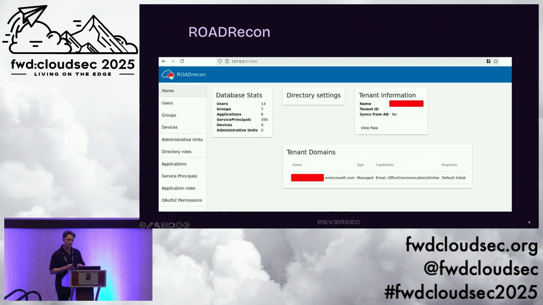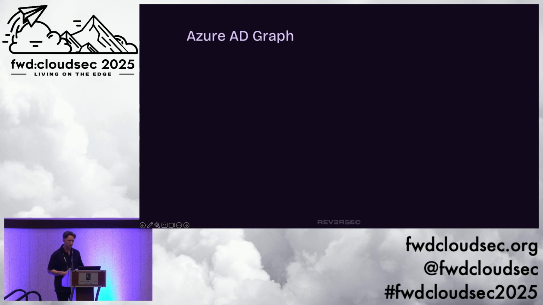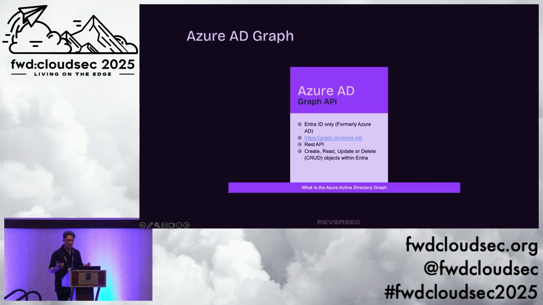The way it does this is by using something called the Azure AD Graph API, and it only uses that to collect this information. Now you might be thinking, what is the Azure AD Graph, if you've not heard of it before? It's essentially just a REST API, and it provides programmatic access to Entra, formerly Azure AD, and like we previously mentioned, it allows you to read and modify these objects: users, groups, service principals, applications, conditional access policies.